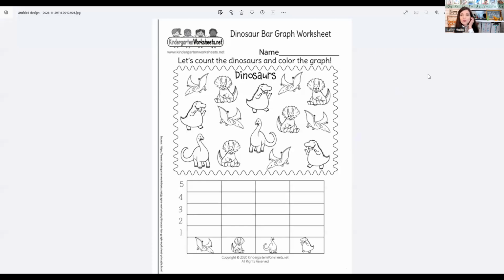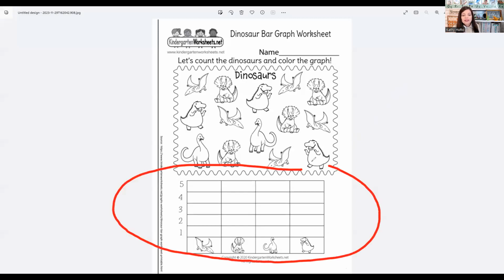For math today, we're going to be graphing dinosaurs. We're going to be using a bar graph. This is called a bar graph. See the bars that run up and down?